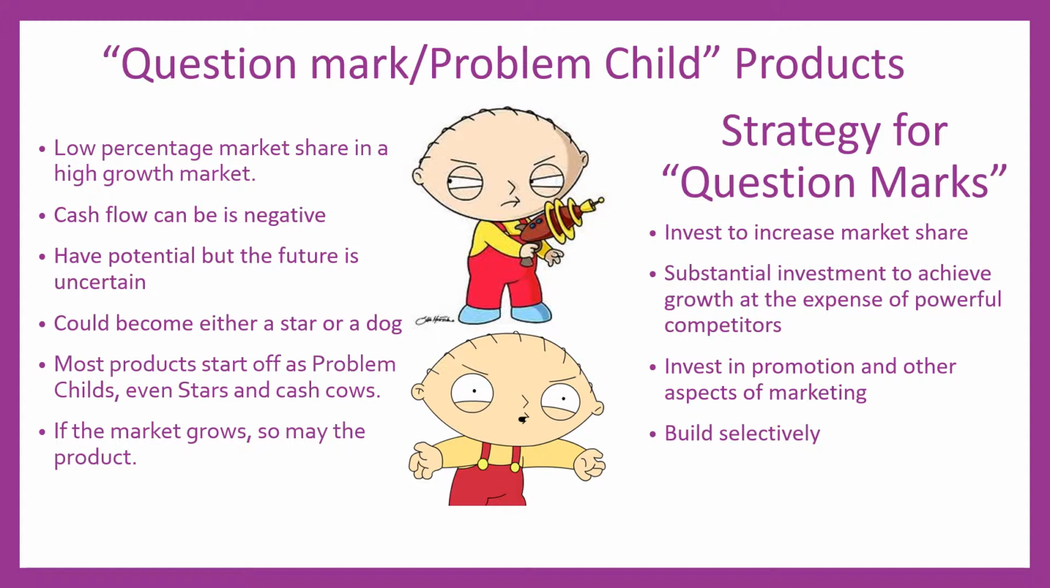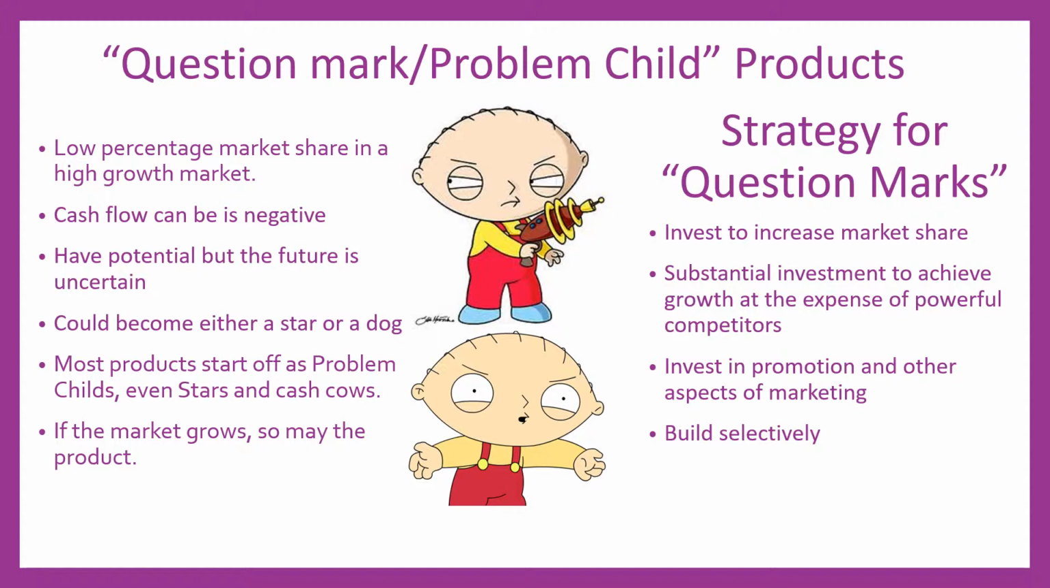So these are low percentage market share in a high growth market. So it could be that the cash flow is negative. It could still be negative. It's not necessarily going to be, but you're not getting a huge amount of money from it. They have potential, but the future is a little bit uncertain. So again, we're thinking, well, are we going to be able to get more out of this? So it could become a star or it could become a dog. It could go either way.